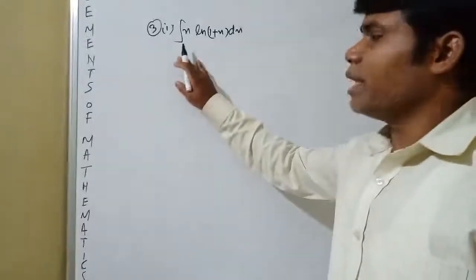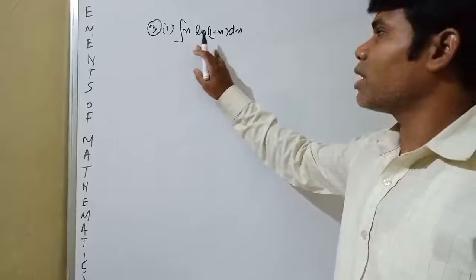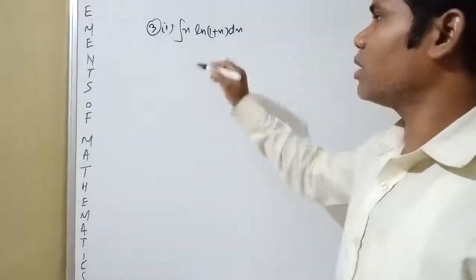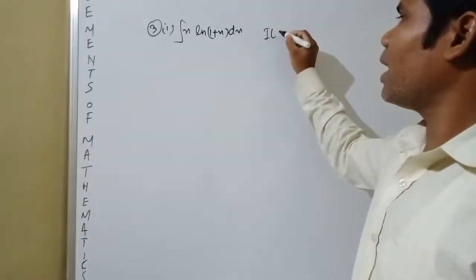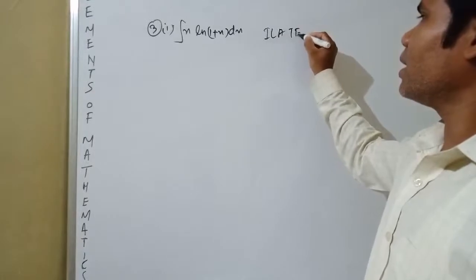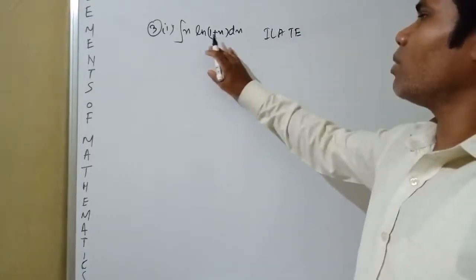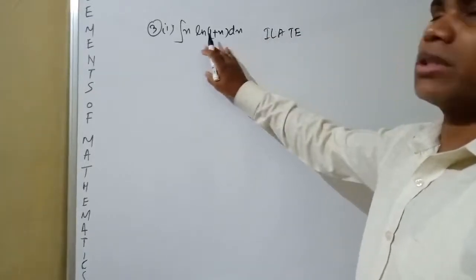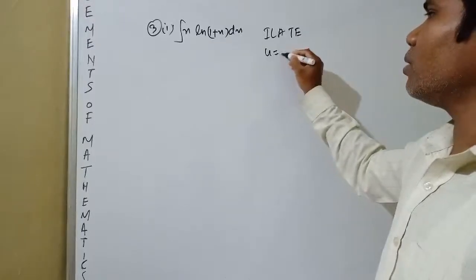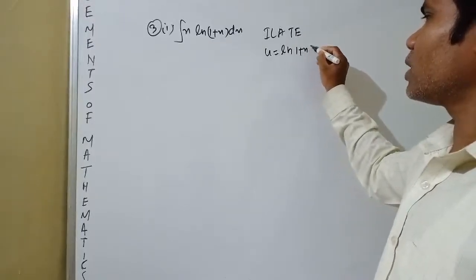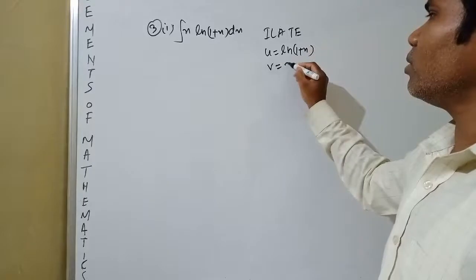The question is: integrate the following, integration of x ln(1 plus x) dx. There is no inverse function given, but a logarithmic function is given. So you can take u is equal to ln(1 plus x), v is equal to x.